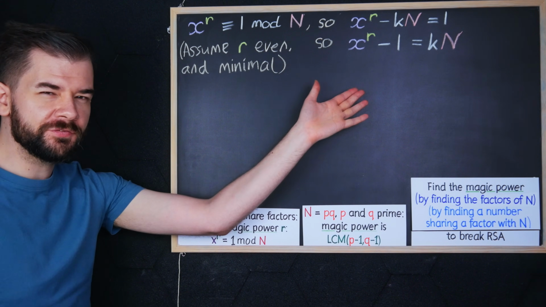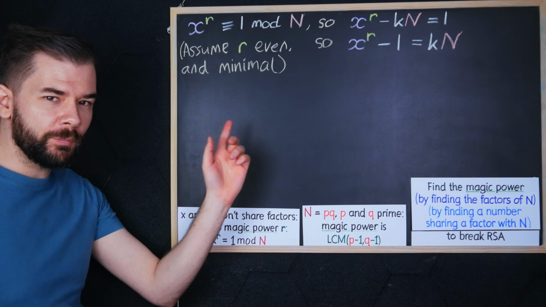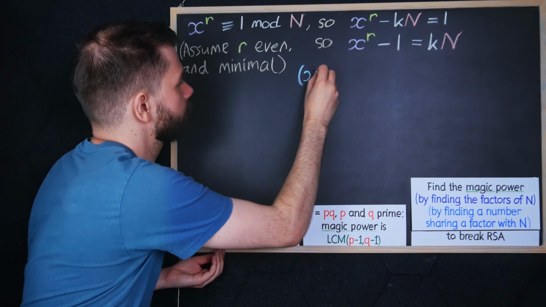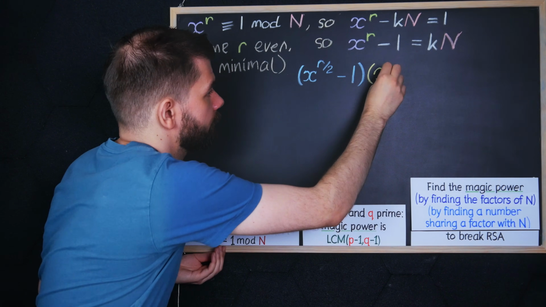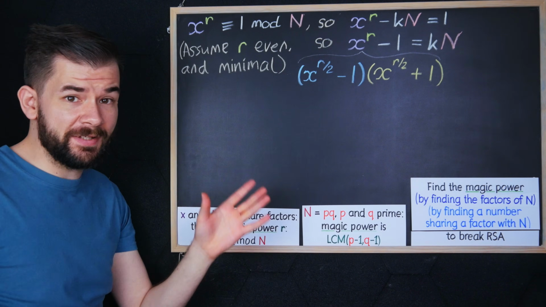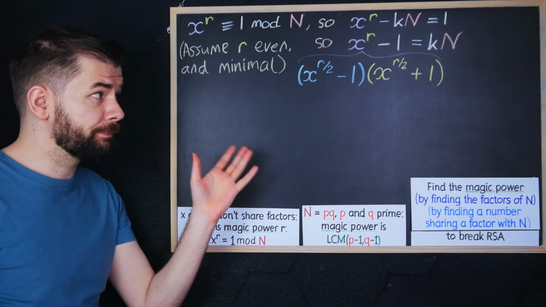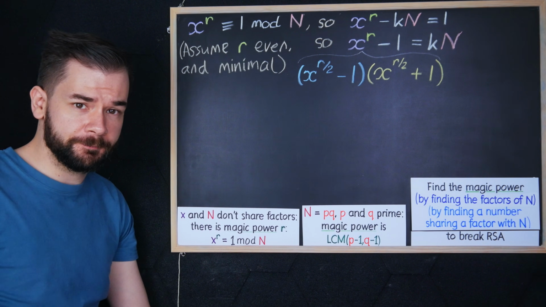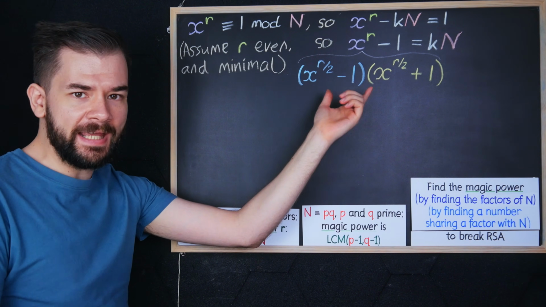And now to invoke that high school trick. Remember the whole difference of two squares thing? So that we can rearrange this into x to the r over 2 minus 1, x to the r over 2 plus 1. This doesn't seem like a game changer, but trust me, it's so powerful that frankly, it should be nerfed in the next number theoretic patch. Why? Well, it's equal to kn.